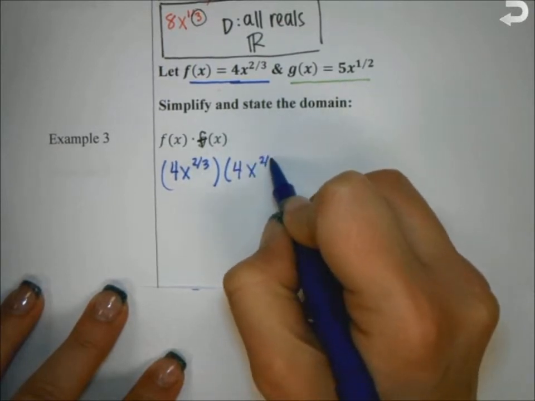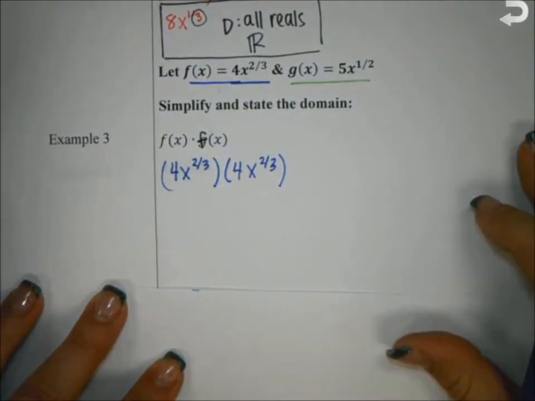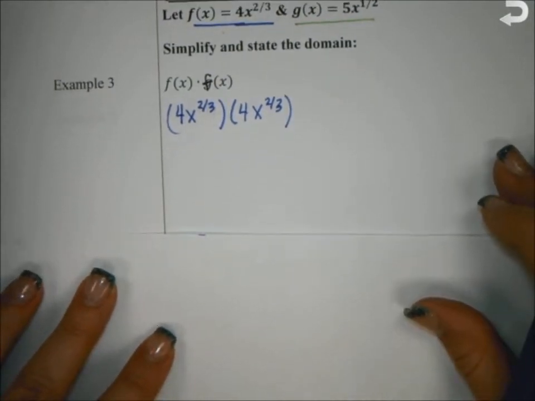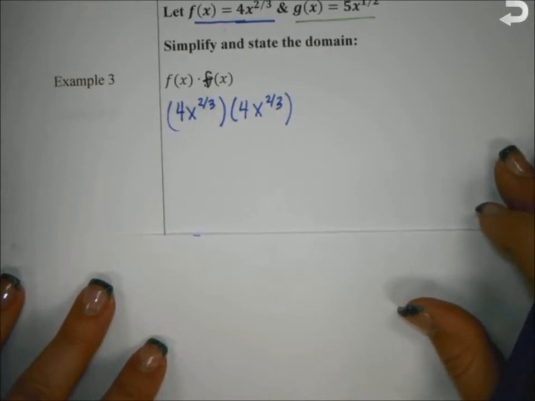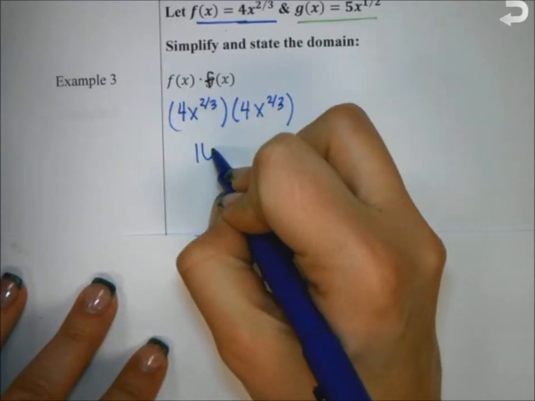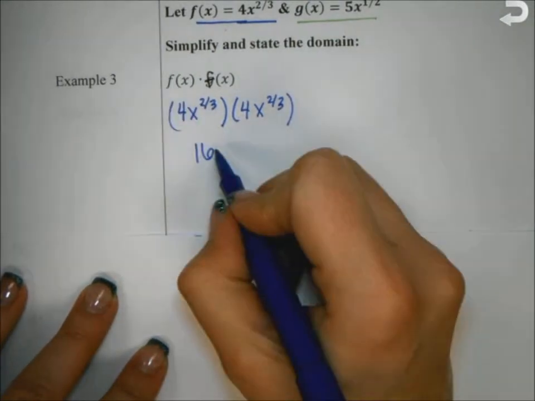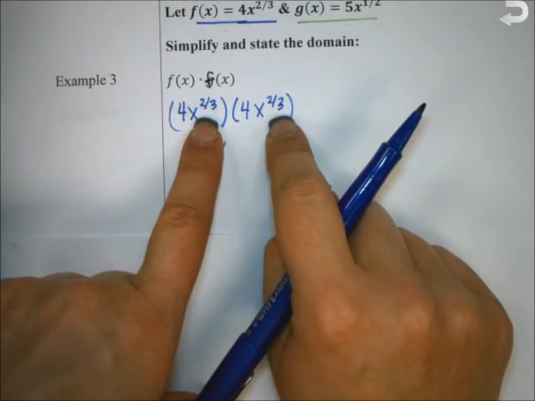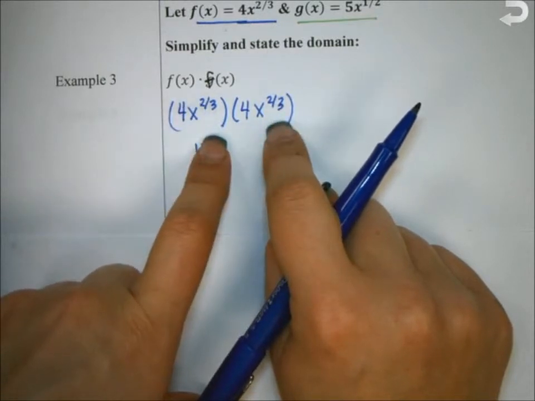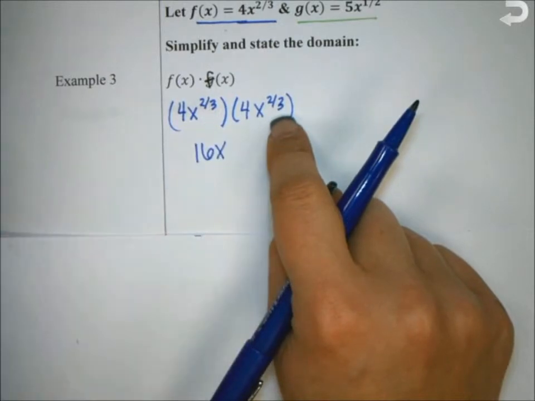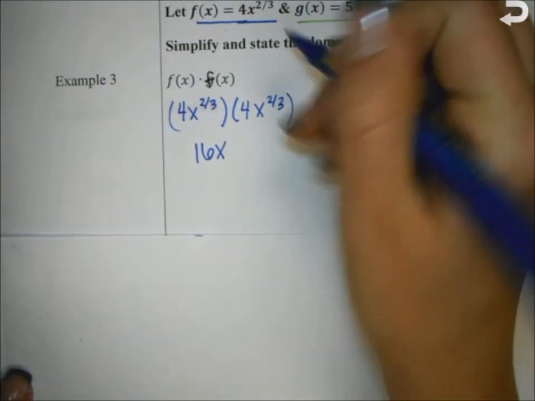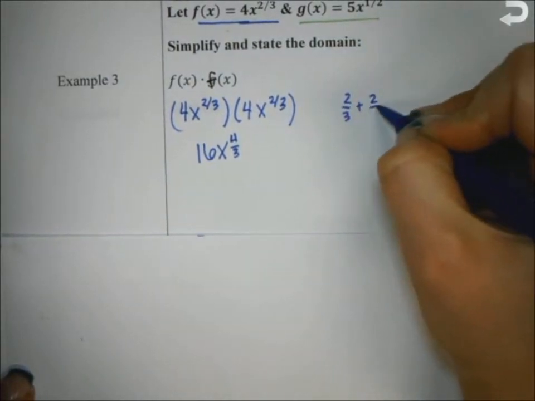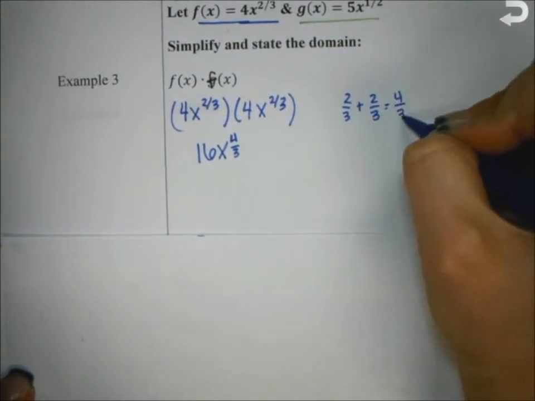Okay, what does that give me? 4 times 4 gives me 16. x to the, what do I do with my exponents? I add them. So what's 2/3 plus 2/3? 4/3. So 2/3 plus 2/3 gives me 4/3. And I can leave my answer as that. What's my domain? This is an odd root, so it's going to be all reals.